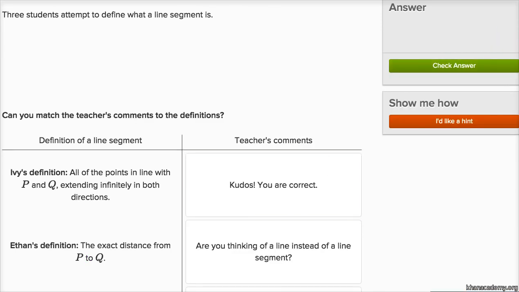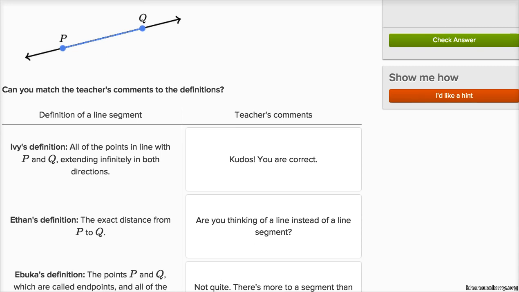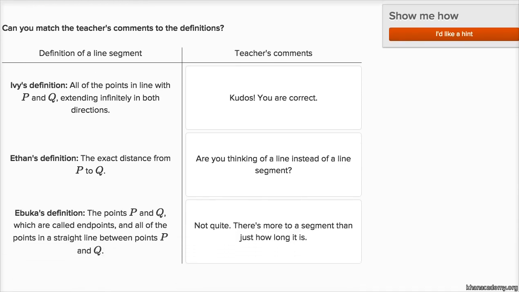All right. So 3 students attempt to define what a line segment is. And we have a depiction of a line segment right over here. We have point P, point Q, and the line segment is all the points in between P and Q. So let's match the teacher's comments to the definitions.